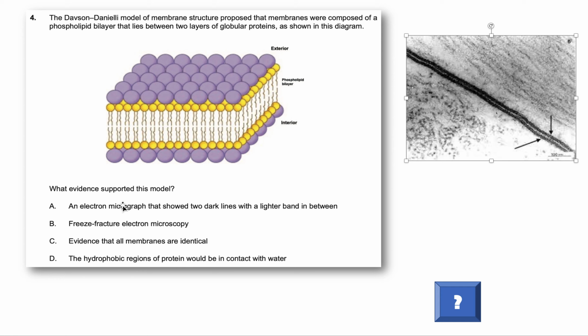So is it A, an electron micrograph that showed two dark lines with a lighter band in between? Exactly, it's this answer. It's going to be A. So it's not going to be B, C, or D. B, freeze fracture electron microscopy. No, this was in fact the technique used, freeze etching, to disprove this idea, not to prove this idea. They used this technique to prove that the Davson-Danielli model was wrong and the Singer-Nicolson model was right.